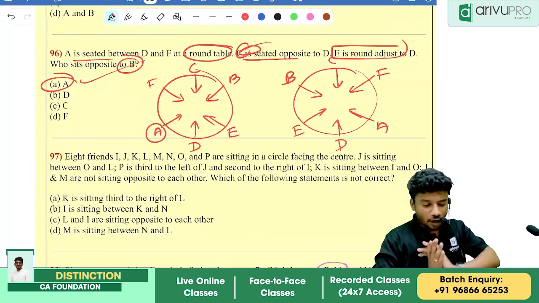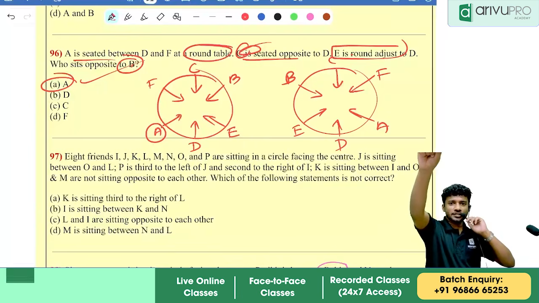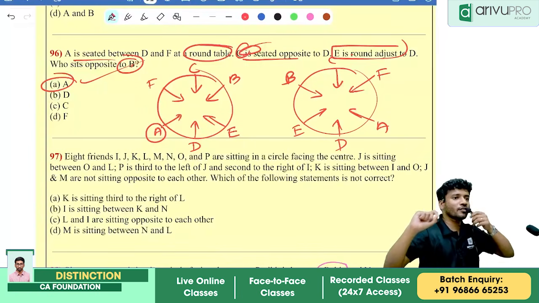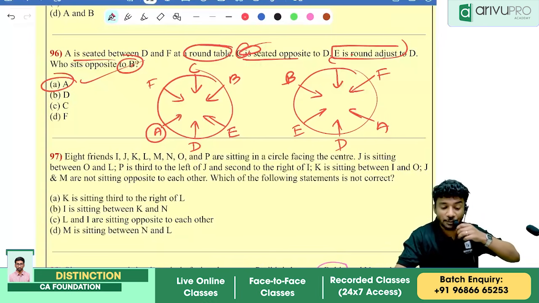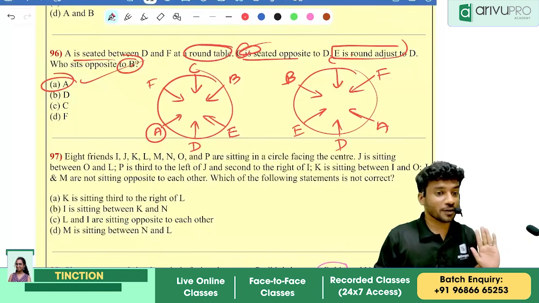Fine. Then people, we will wind up today's class. What is the task for the day? Workbook. Try solving more questions and make sure that you finish the workbook minimum one time.